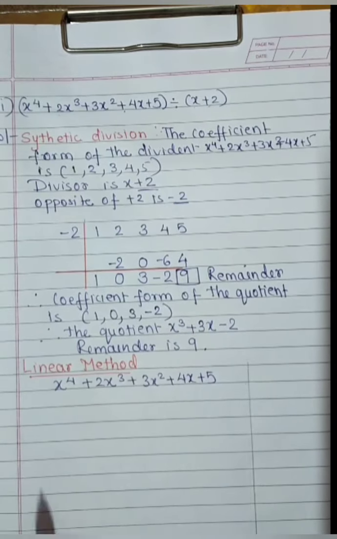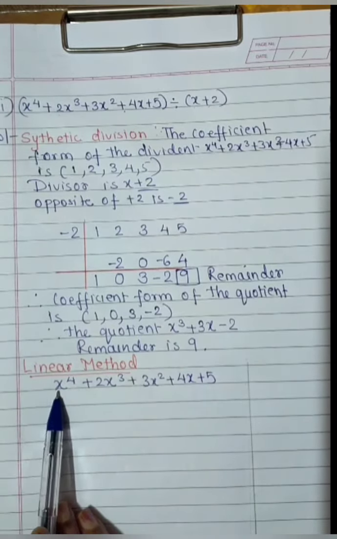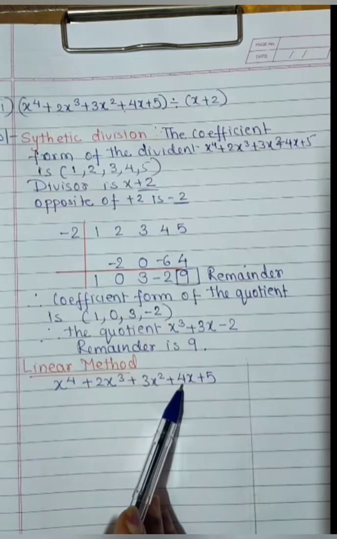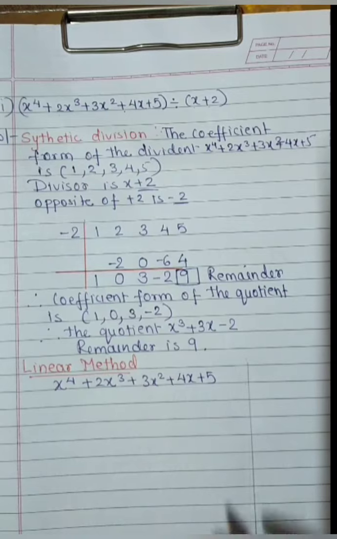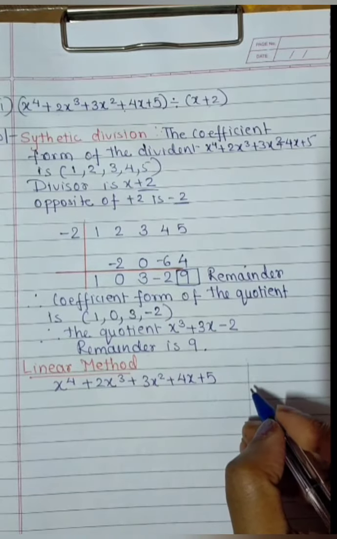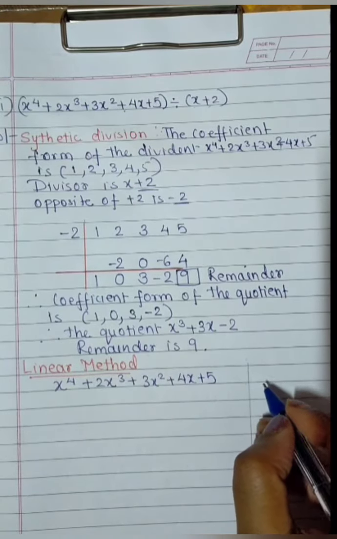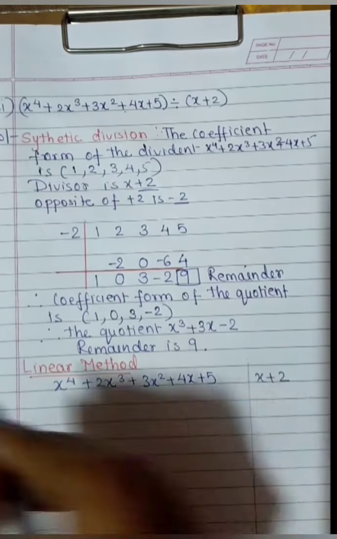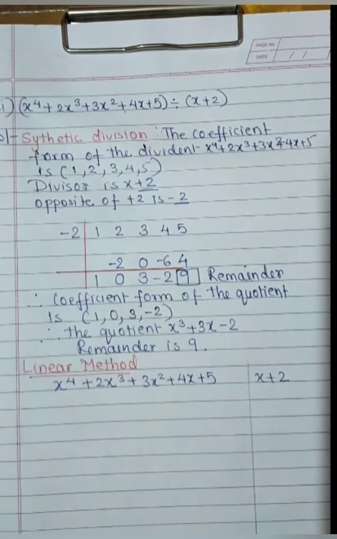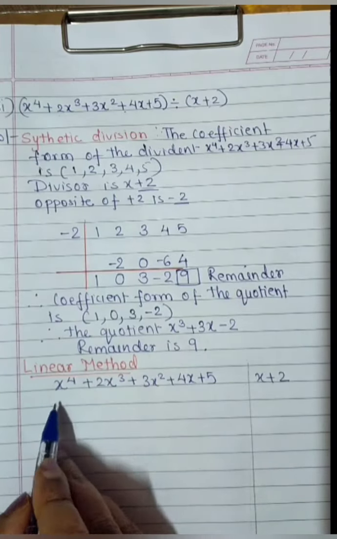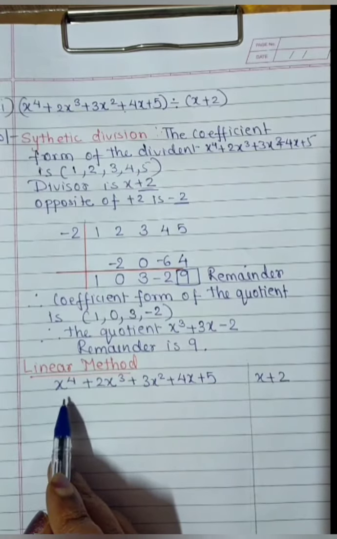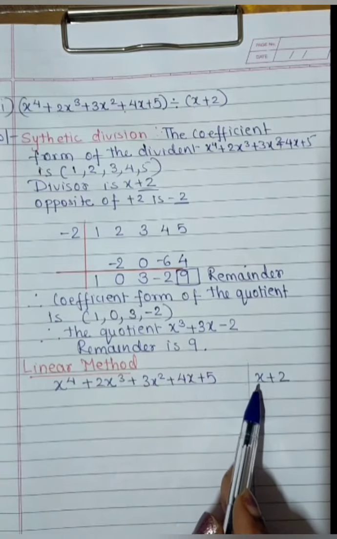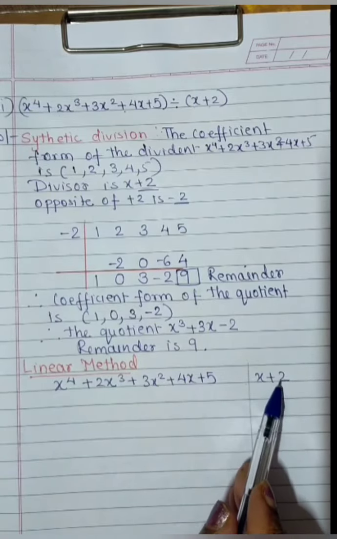Now here the question is what? x to the 4 plus 2x cube plus 2x square plus 4x plus 5, and the divisor is x plus 2. Now here, as you can see, what is given? x to the 4 is given, and here we have x plus 2.